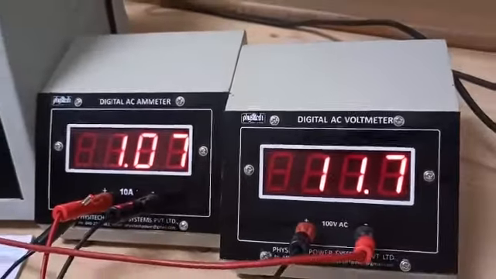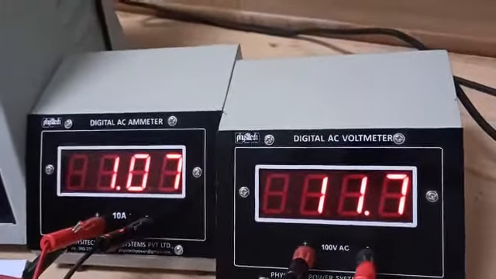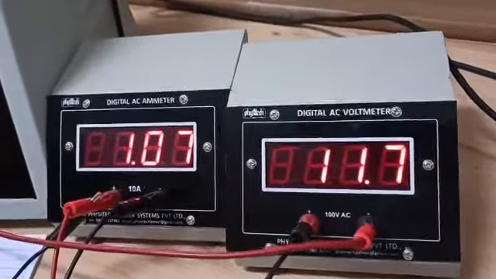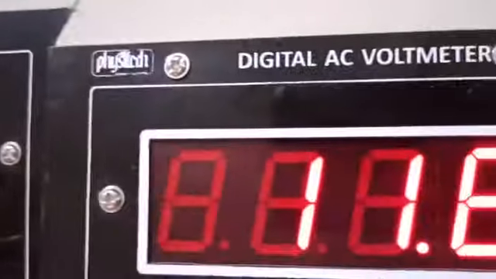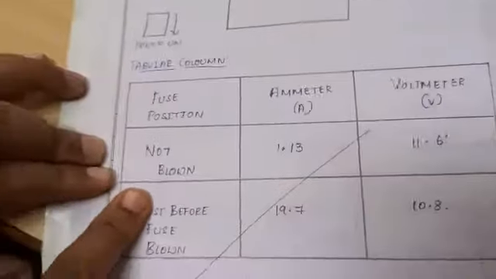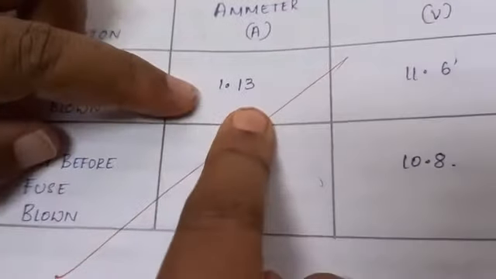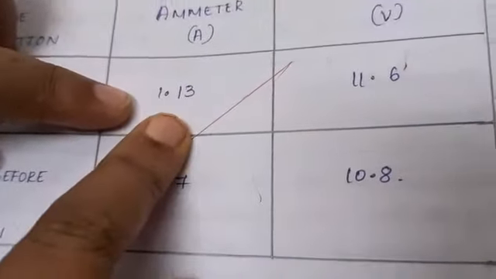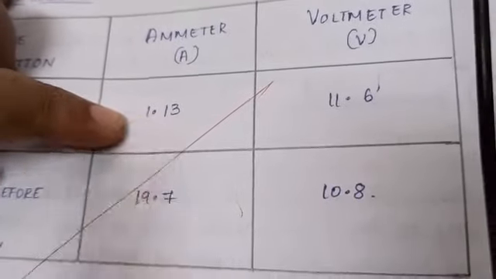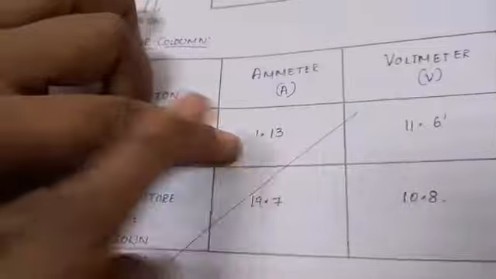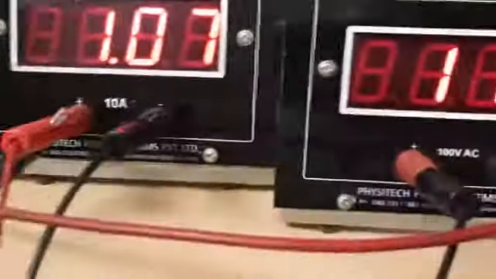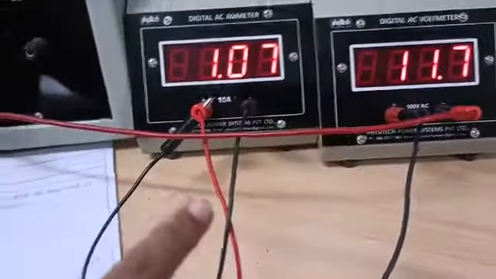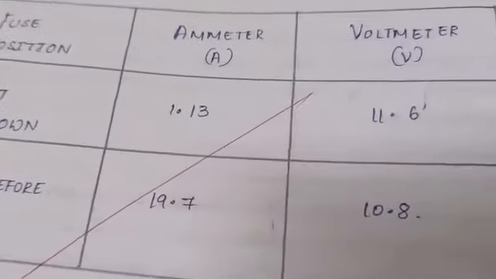So now what are we supposed to do? Before creating a fault, you have to note down the ammeter reading as well as the voltmeter reading. So in the tabular column, for the first case, when the fuse is not blown, you can observe the ammeter reading here, I think it is 1.07 or 1.13, whatever the ammeter shows, you have to note down. And the voltmeter reading you can note down, that is around 11.7 or 11.6, whatever it shows. Okay, this is the first case.